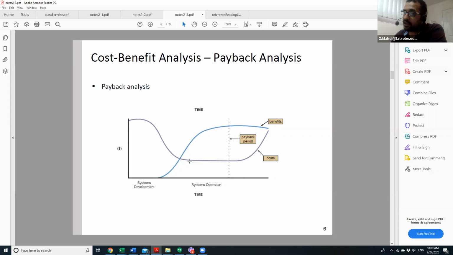All right. Now look at the blue line, the benefits. So, again the same question: why did the blue line start from this point, not from zero? Why? The benefits only start to appear after you've developed the project, so it takes time to develop the system before the benefits start to happen.